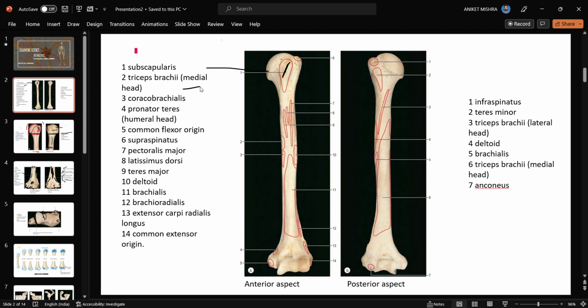Then there is the triceps brachii. The medial head of the triceps brachii is going to originate from here.